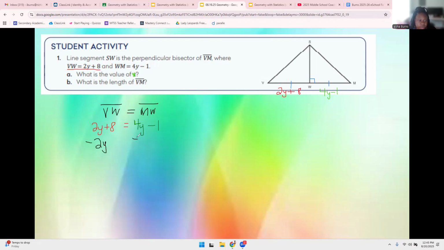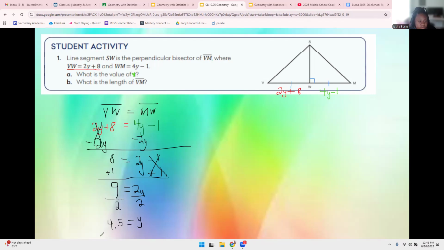So I'm going to subtract 2y first from both sides. That makes this go away. So I'm left with 8 equals 2y minus 1. I'm going to add 1 to both sides to get the y by itself. So this 1 goes away. 8 plus 1 is 9, which is equal to 2y. Then I'm going to divide by 2, and I'll have y is equal to 4.5. That's what y equals. So that is the answer to letter A.